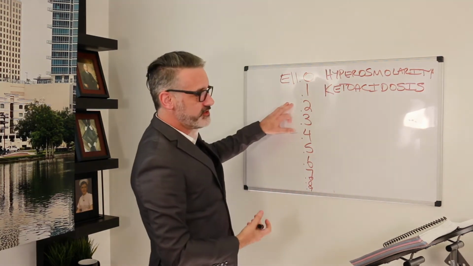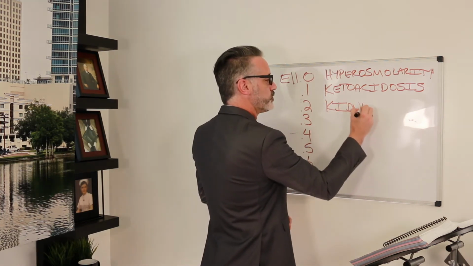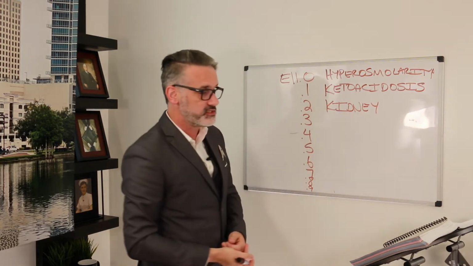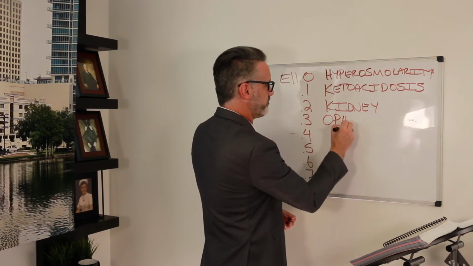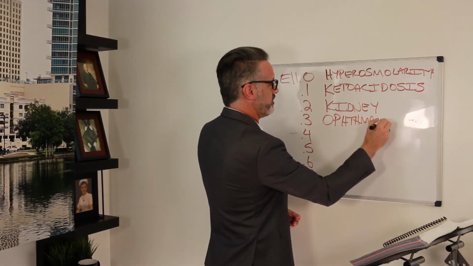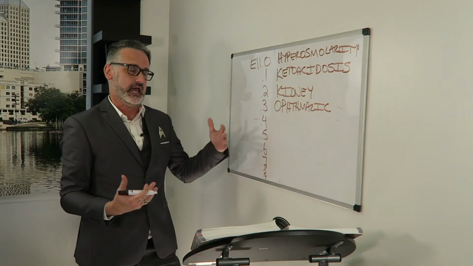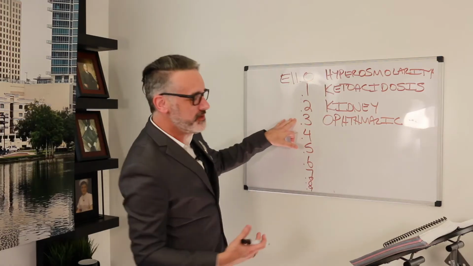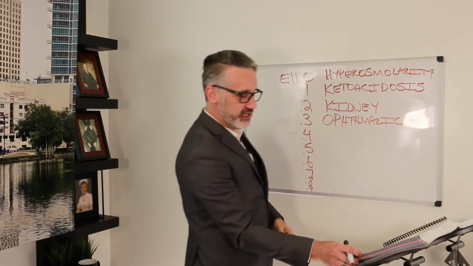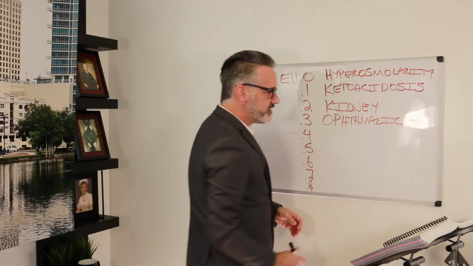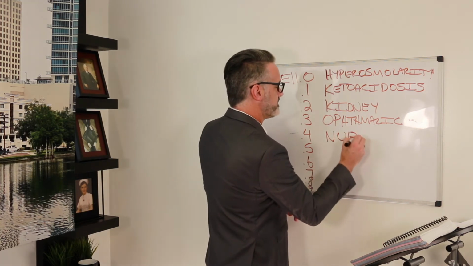E11.2, type 2 diabetes with kidney complications. So now we're transferring into different organs. So kidney complications, or E11.3 with ophthalmic complications. And I'm trying not to write like a doctor, but I kind of force a habit sometimes. So E11.3, type 2 diabetes with ophthalmic complications. And then E11.4, still crossing over as far as different organ systems, but now we have neuro complications.